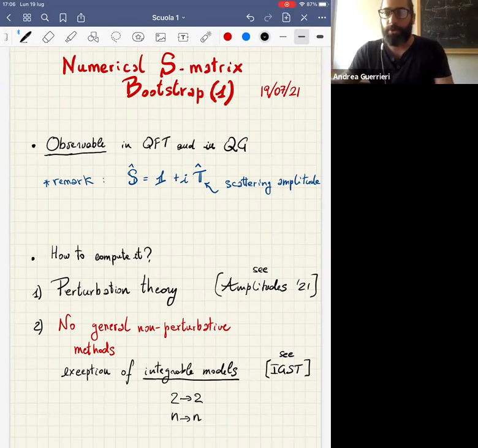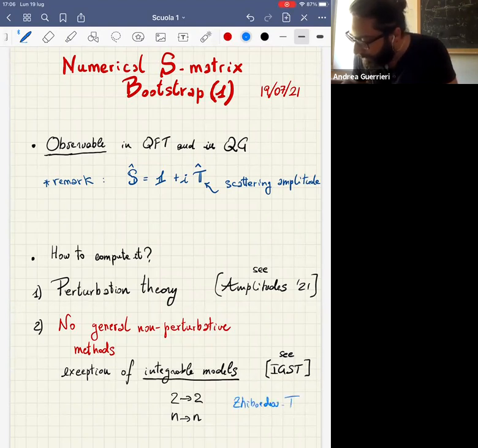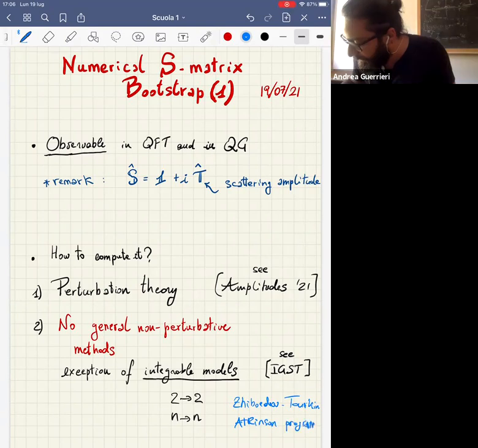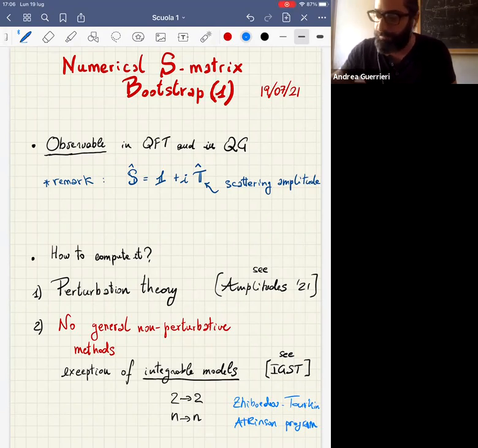Let me mention one approach that I think is very interesting, though there is only one paper that recently came out by Sasha Zhiboedov and Piotr Tourkine, where they revived the so-called Atkinson program. I want to make this remark because I think it's a very interesting approach, in the spirit of using the data that you extract from experiments or from lattice and then analytically continuing to obtain a non-perturbative scattering amplitude. Okay, so these are a few initial remarks.